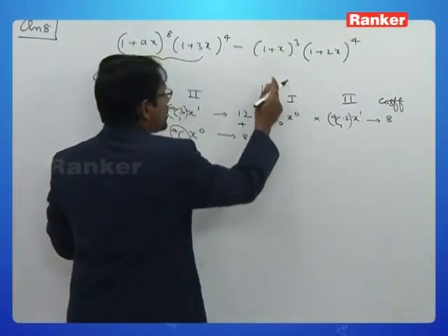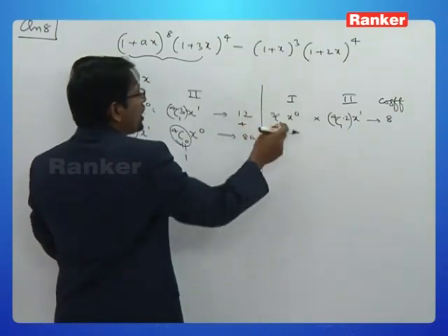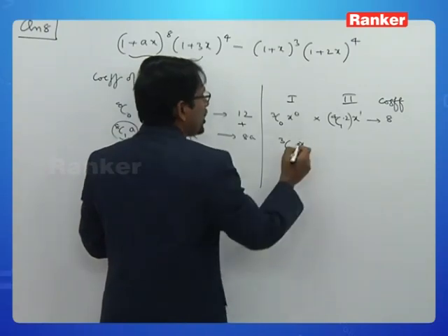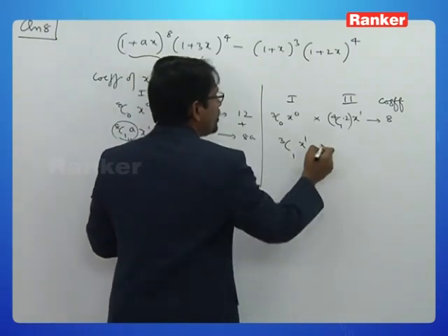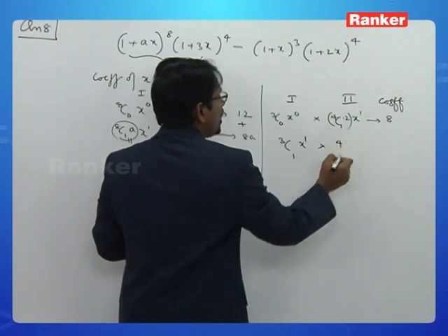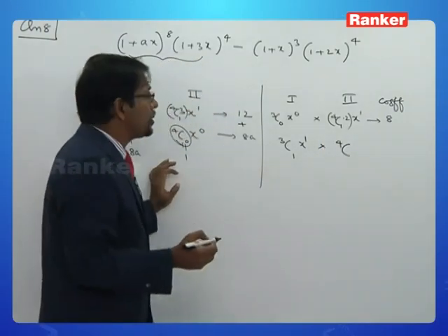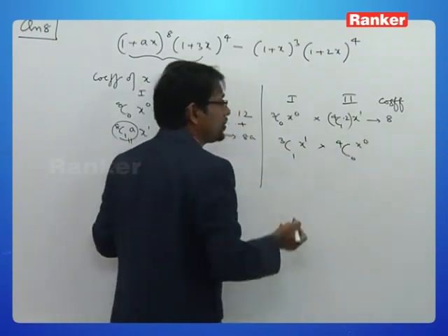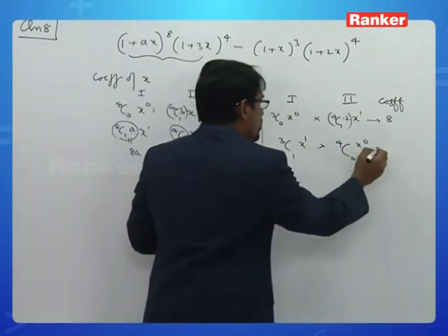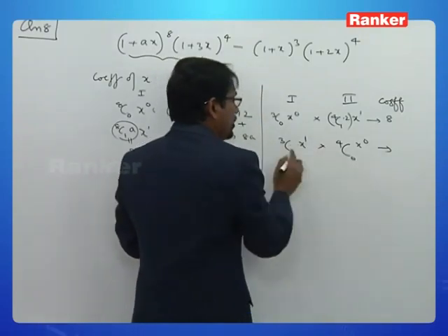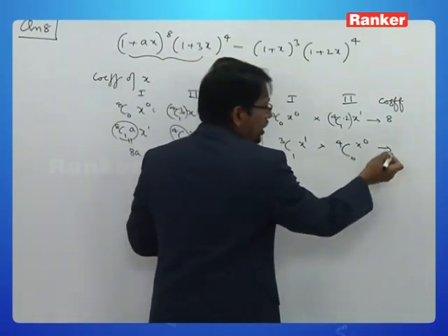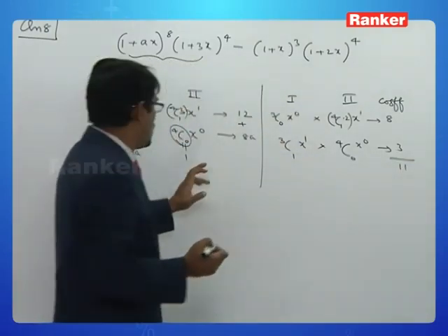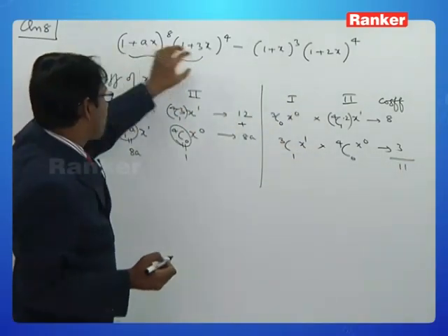Next, I pick up the x power 1 term from here and the x power 0 term from here. So 3C1 into x power 1 into 4C0 into x power 0. So what is that? 3C1 is 3 into 1, so that is 3. The total is 11. So what did you obtain as the coefficient of x in this part?